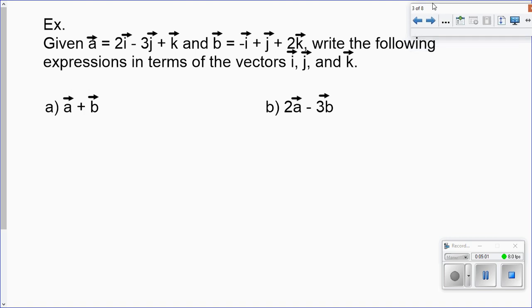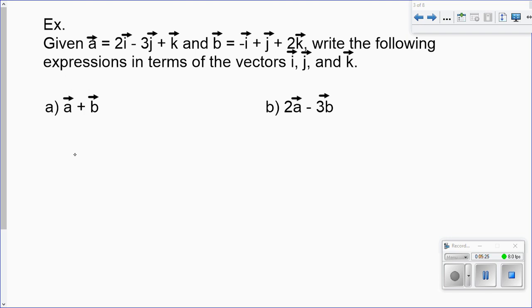All right, let's go through this by multiplication of vectors. Here we've got a vector given as a string of three other vectors, 2i minus 3j plus k. I'm going to talk about i, j, and k at the end of this lesson, but vector a is defined by a linear combination of these vectors, and vector b is defined by a combination of negative i plus j plus 2k.